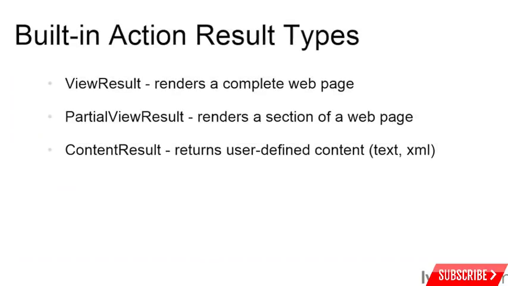We've already seen a content result when we returned our ATM serial number. This can be almost anything you want, even a complete HTML document. But typically it's just some plain text or maybe some XML.